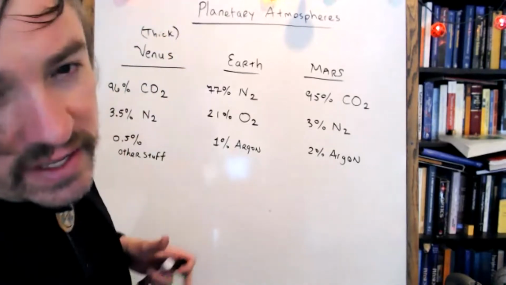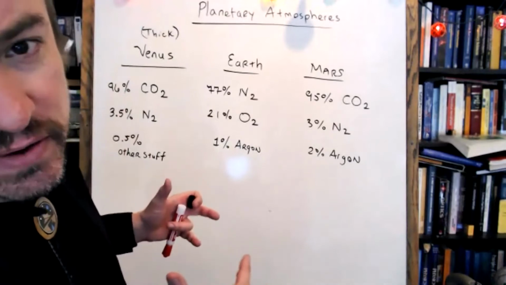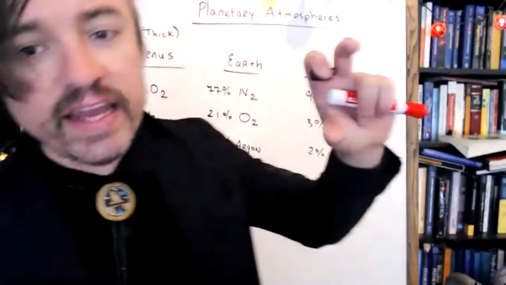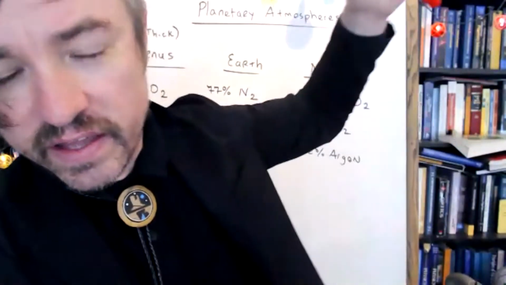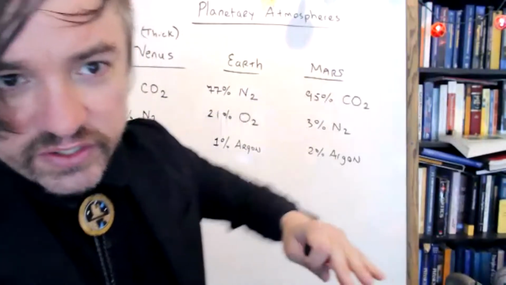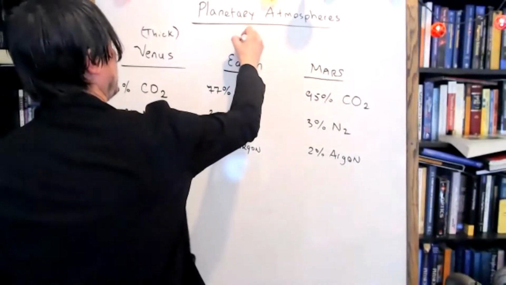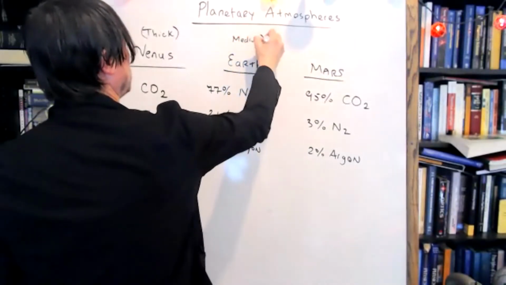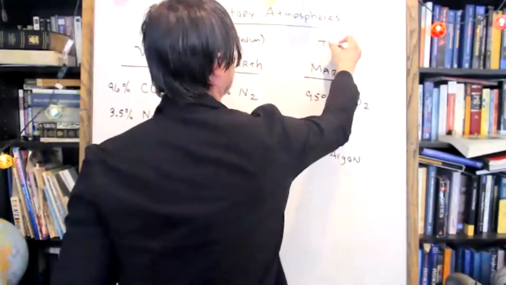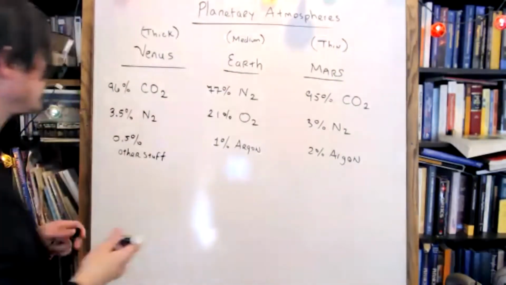Its atmosphere is hundreds of times the pressure of our own. You couldn't even stand up in your spacesuit on Venus because the pressure of the gas would just crush you like a can. It's very intense. Earth has a medium atmosphere, and Mars has a thin atmosphere.